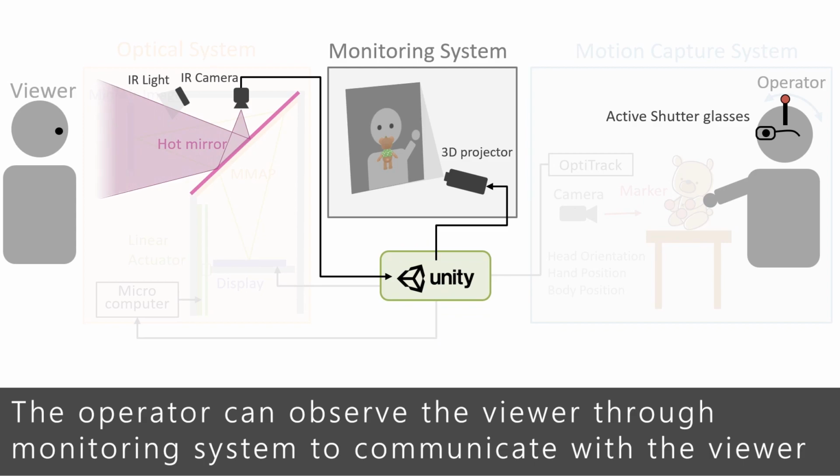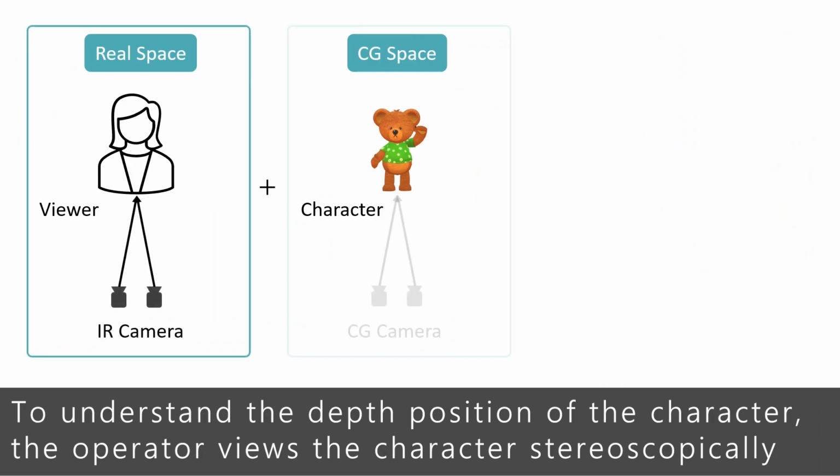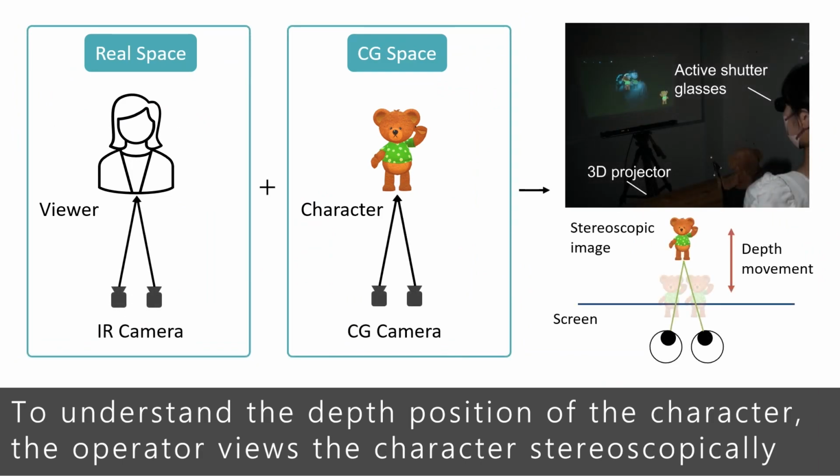The operator can observe the viewer through the monitoring system to communicate with the viewer. To understand the depth position of the character, the operator views the character stereoscopically.